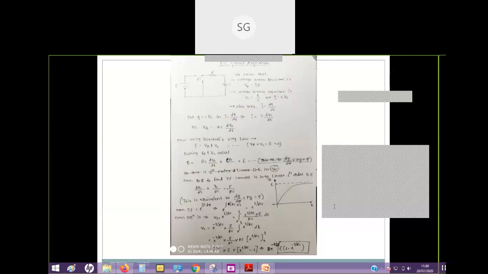Can anybody within a minute tell me what will be the change in the differential equation? Let's say this is the differential equation: dVc by dt plus Vc by RC is equal to E by RC. Till now, the part will be the same. So what will be the change then? Dipti, Kalpesh, please tell me. Whoever is getting this question, please tell me what will be the change in this equation.